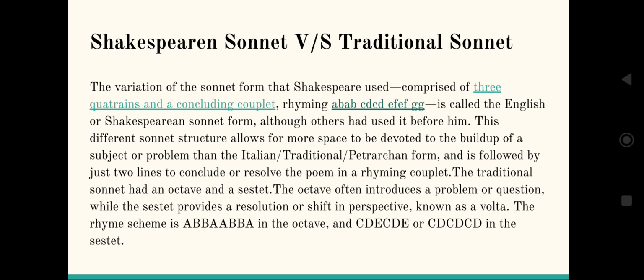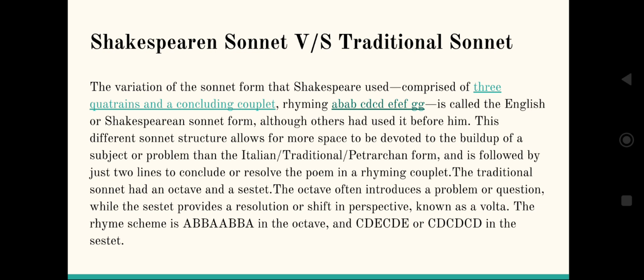The traditional sonnet had an octave and a sestet. Octave, again, a stanza of 8 lines, and sestet, a stanza of 6 lines. So 8 plus 6, 14. Here also you got 14 lines, but it was very difficult for the poet and for the readers to understand where goes the problem, where is the answer, and where the answer is being discussed. So Shakespeare made it easy.